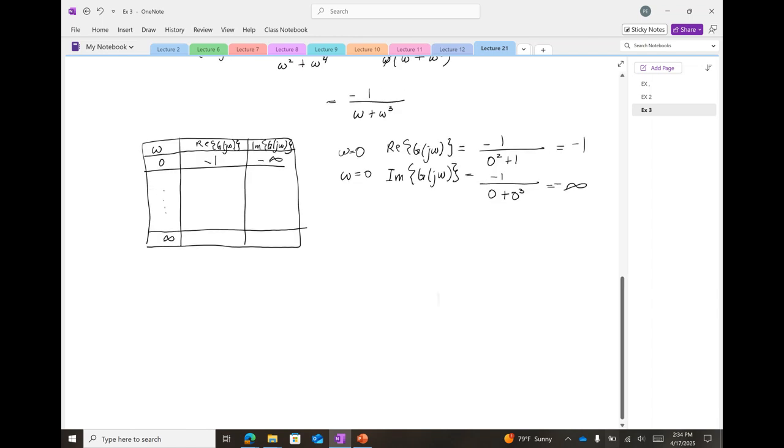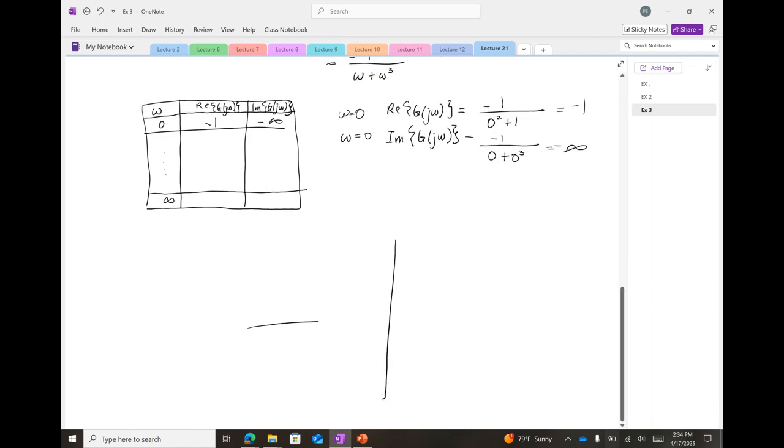So if we start to make our Nyquist plot, we have the real part and the imaginary part. We start at the real part of negative 1, and then the imaginary part is going off towards infinity. Okay, so this is our starting point. Kind of an odd starting point, but that's okay.